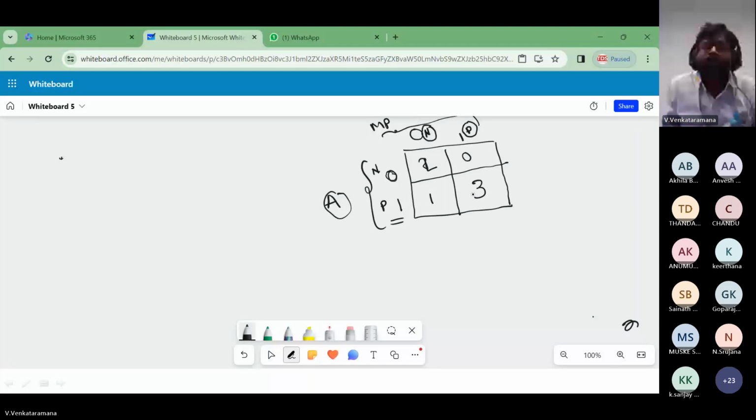2. So this cell is called a true negative.